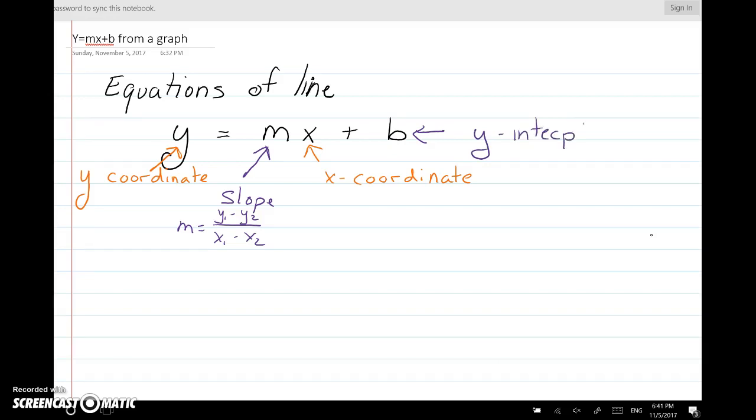Remember, the y-intercept is where the line goes through the y-axis. So if here's my little graph, and here's my line, this would be my y-intercept, where the line goes through the y-axis. So let's take a look at some things here.